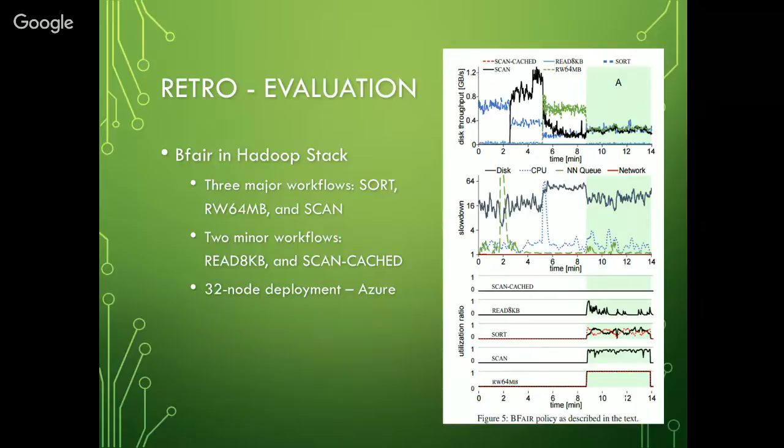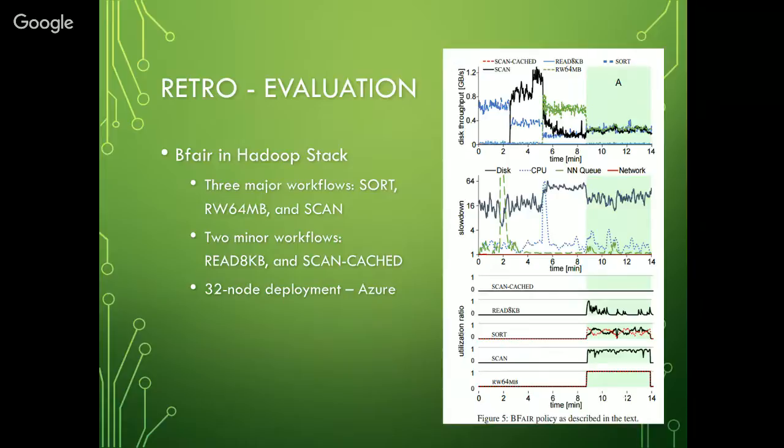We're going to look at three major workflows being introduced in this test. We're looking at sort, which is a MapReduce sort job, RW64M, which consists of 100 HDFS clients reading and writing 64 megabyte files with a 50-50 split, as well as scan, which consists of 100 HBase clients scanning large tables. These workflows bottleneck on the worker machines.